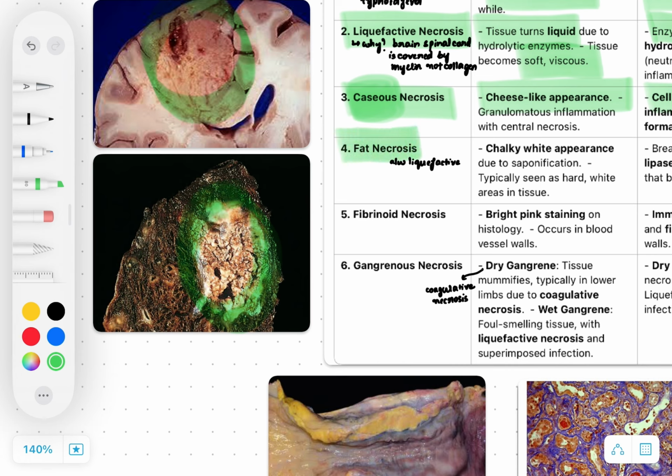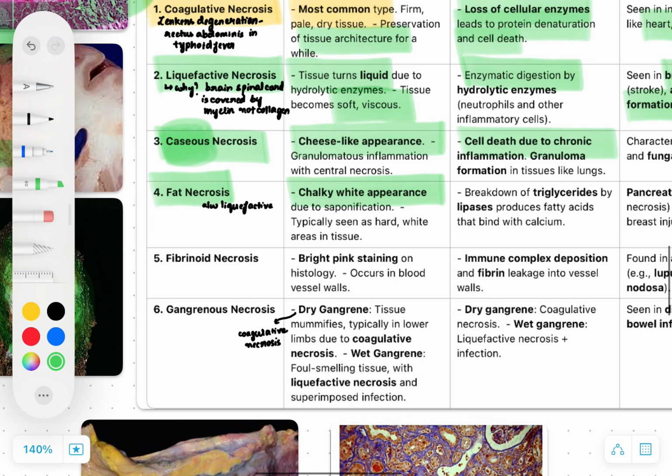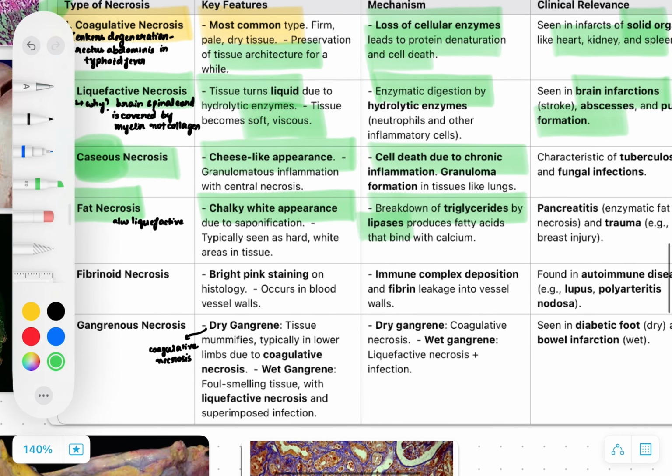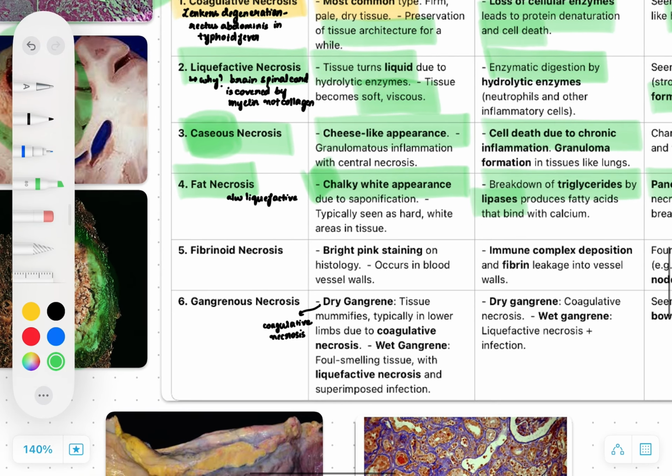Next is fat necrosis. It is generally associated with liquefactive necrosis. Here, a chalky white appearance due to saponification is seen. Breakdown of triglycerides by lipases produces fatty acids that bind to calcium, so that's why we see a chalky white appearance. It occurs in pancreatitis and also in trauma, such as breast injury.